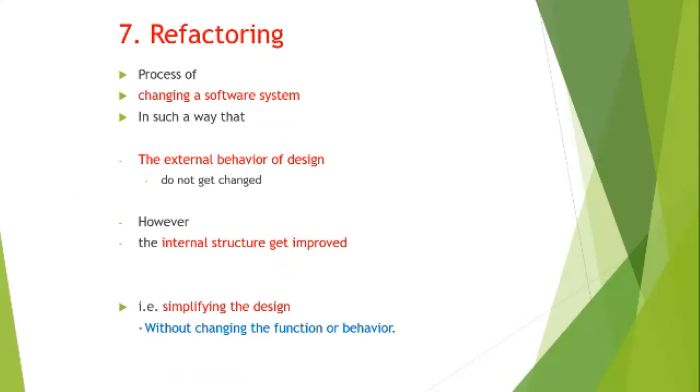Seventh factor is refactoring, the process of changing a software system in such a way that the external behavior of the design does not change. However, the internal structure gets improved, that is, simplifying the design without changing the function or behavior.